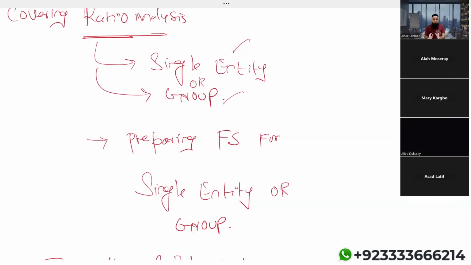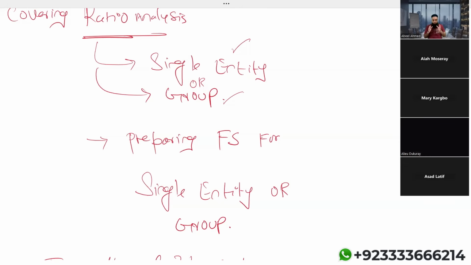You have to have a very good grip of how to prepare the financial statements of a single entity, like how to prepare the P&L, SOFP, even the statement of changes in equity, even the cash flow statement. But when it comes to group financial statements, you have to be very good in two areas. One is group SOFP, the second is group associate.